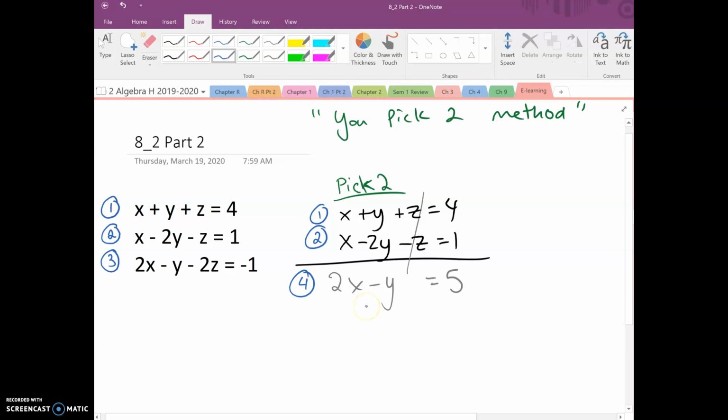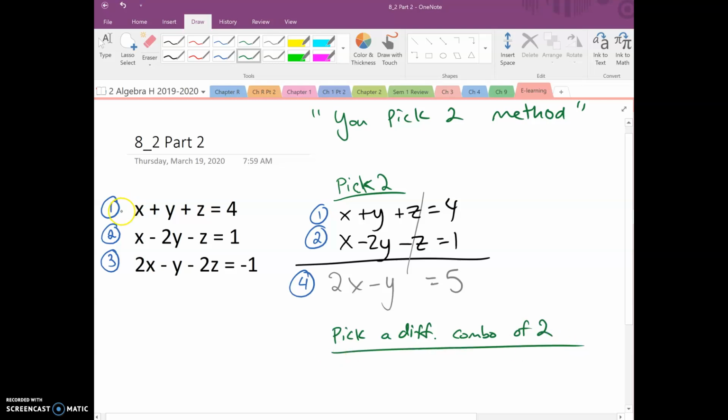This is not the answer. It's just going to be helpful. So anyone want to guess what we do next in the you pick 2 method? You pick 2 more. You pick a different combo of 2.